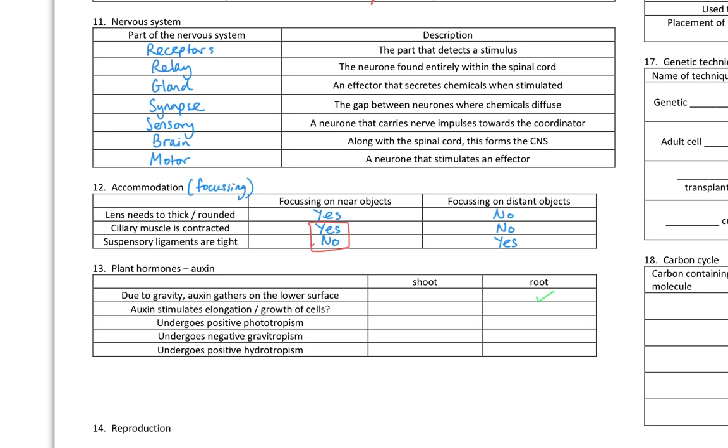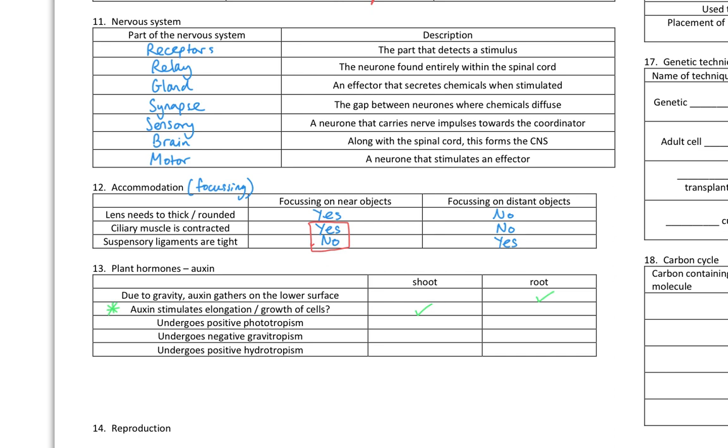Yeah. Auxin stimulates elongation and growth of cells. So yeah, that's only in the shoot. It's the opposite in the root. So auxin slows elongation. That is the one thing to remember. If you remember that auxin causes elongation or growth of cells in the shoot, you can work everything out.